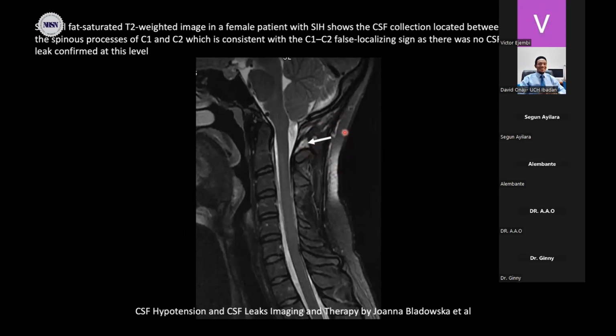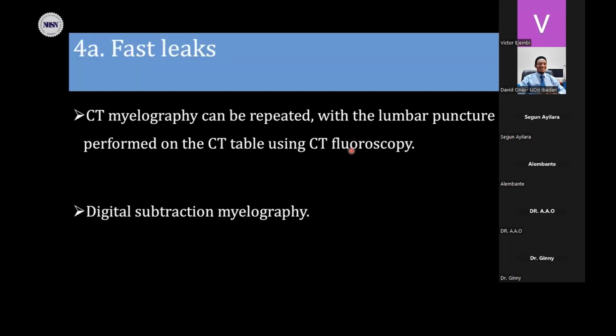at this level. So in patients that have fast leaks, you want to do a CT myelogram, a dynamic one, in which you perform the lumbar puncture right on the CT table. You want to have the inclination of the patient such that you just inject and you follow with CT imaging to track the movements of the contrast. You don't want to do it with a DSM, as in the diagnostic digital subtraction myelogram.